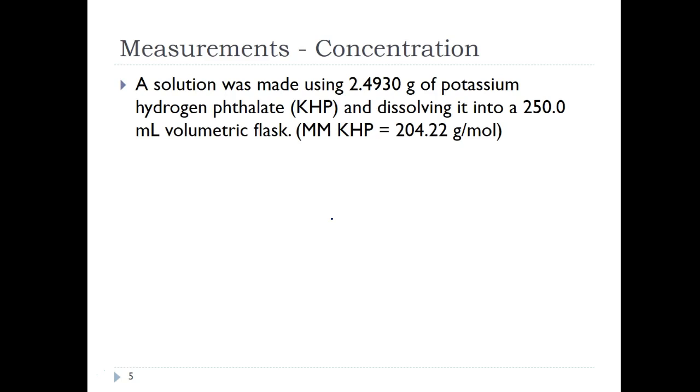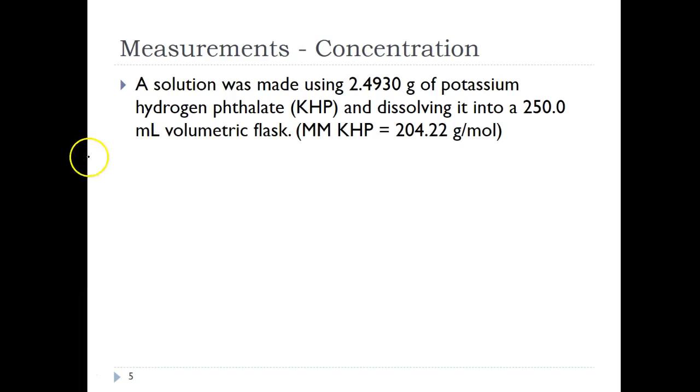Okay, so this is, again, the way that usually we're making solutions in the lab. We have a solid. In this case, the solid is the potassium hydrogen phthalate that we call KHP. And then we transfer it to a volumetric flask, add water to dissolve it, and then add the water up to the line on the volumetric flask. So in this case, 2.4930 grams of potassium hydrogen phthalate was measured out, and we put that into a 250 milliliter volumetric flask, and then water was added to the line. It was capped, inverted, and mixed.